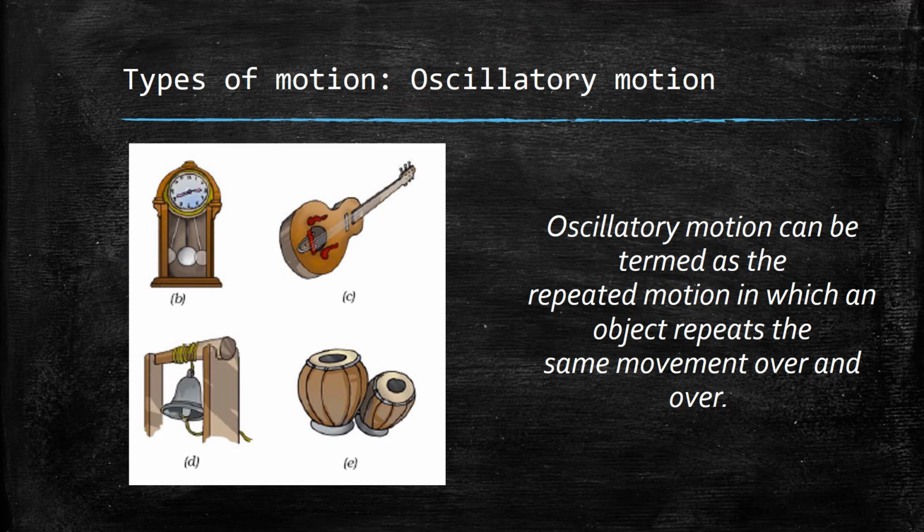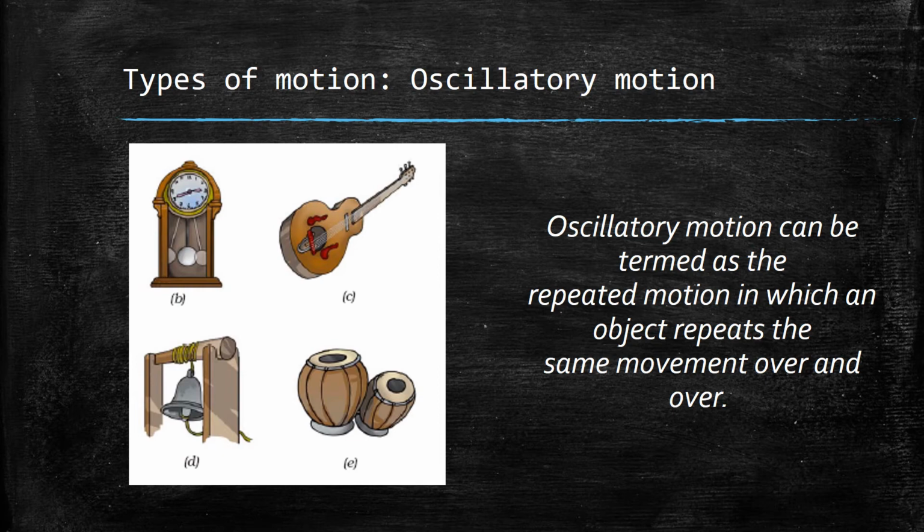Oscillatory motion. Oscillatory motion can be termed as the repeated motion in which an object repeats the same movement over and over. You might have heard of a grandfather clock, in which there's a pendulum, and with every second it finishes one swing, from its starting point to point A, then again to the starting point, to point B and back to the starting point. That whole journey is covered in 1 minute.